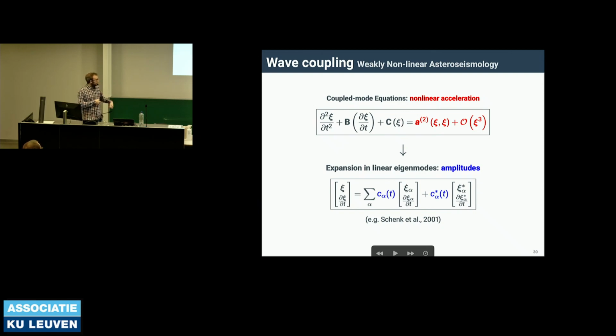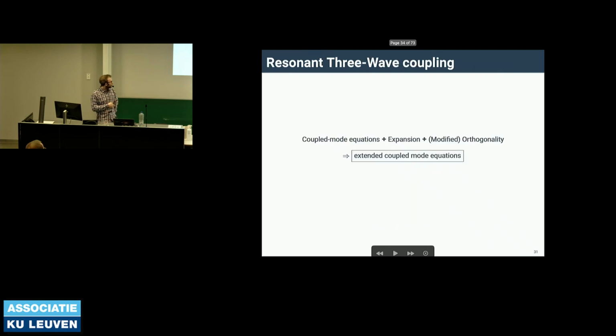If we then expand the Lagrangian displacement of your star into these linear eigenmodes, we have a factor appearing in our expansion that is the amplitude of our specific mode. So this is where your amplitudes come in. And if you then also take into account orthogonality, you can derive a specific form of coupled mode equations, the extended coupled mode equations, which then would take into account the interactions of one of your modes with all other modes in your star.